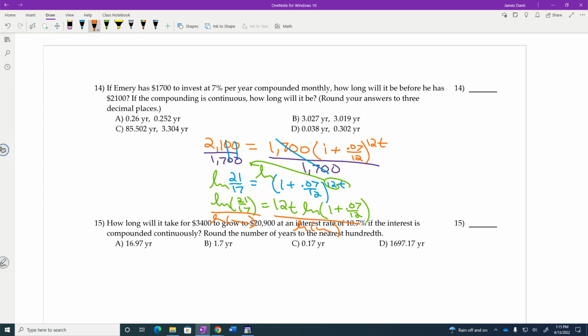And we get 12t equals 36.329. Then just keep it in there and divide by 12, and we get 3.0. And the only one that has that in the answer is B. But if you did the same for continuous, you would get the other one, 3.019.